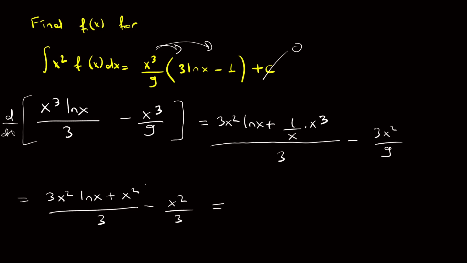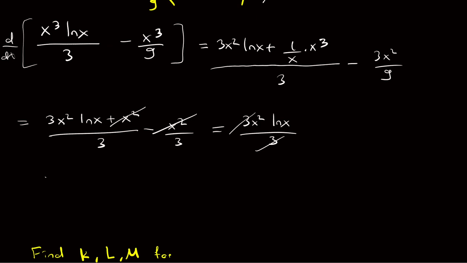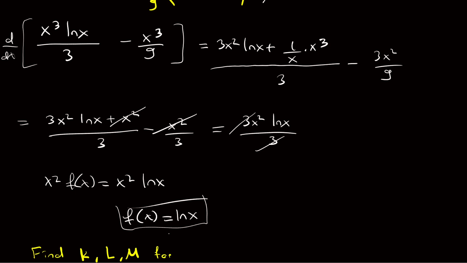Everything looks good. I can simplify some terms. x squared ln x over 3. Did we miss anything? I don't think so. And these will cancel out, so x squared f of x was equal to x squared ln of x. f of x was ln of x, is my answer.